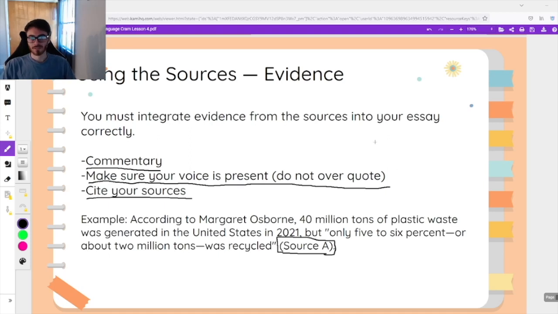But yeah, it's pretty straightforward. You should already be good at this. It's the same way you incorporate evidence in your argument essay, right? It's just that the evidence is coming from someone else. So you need to make sure you credit them, and you need to make sure that you still have all the other elements that make an essay in there as well.